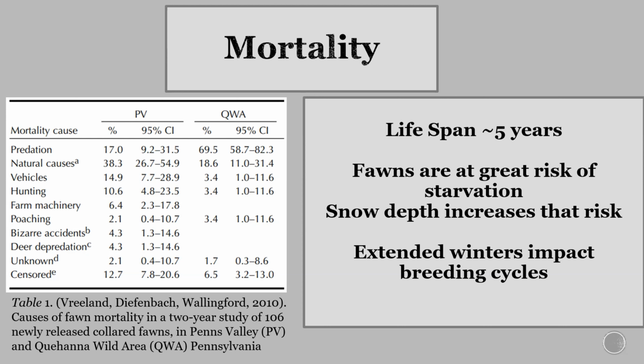In a study that Dr. Diefenbach and a few others did, they actually released 106 collared fawn, and within about 9 weeks, around 70% of them died. And as you can see on this table, natural causes was the leading cause of their death, and starvation and malnutrition fell under that.